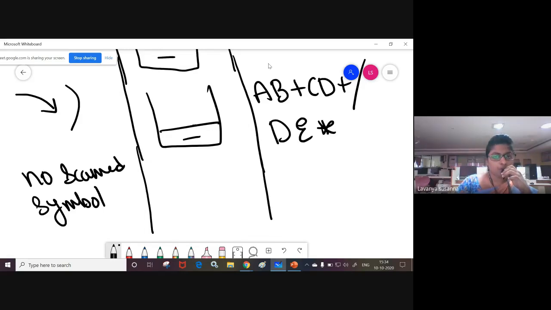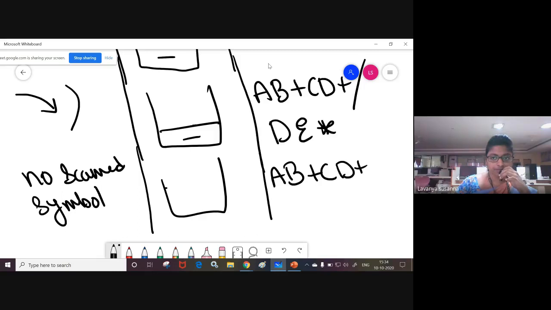You need to pop the elements present in the stack one by one and add them to the postfix array. What is the element present? Only one element. Pop it, and now the stack is empty. Add it to the postfix array. When the stack is empty, stop. Divided by D, E star minus. This is the postfix expression.